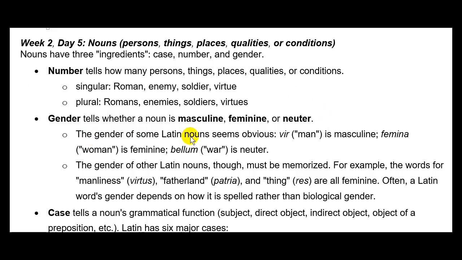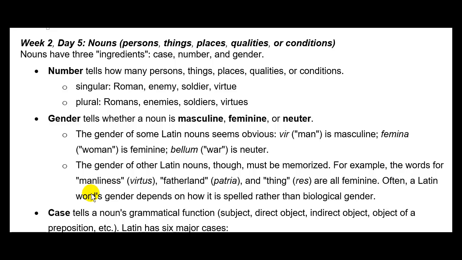The gender of some Latin nouns seems pretty obvious. The Latin word vir for man is masculine. The Latin word femina for woman is feminine. And the Latin word bellum for war is neuter. War is a thing, and things are neuter. The gender of other Latin nouns, though, must be memorized. You're going to have to memorize this.